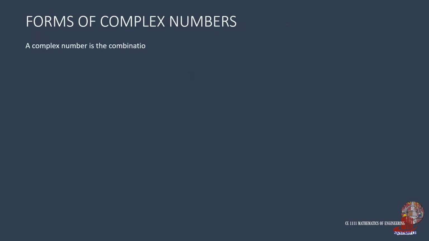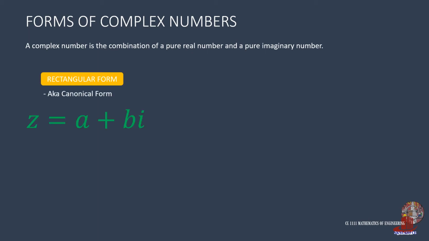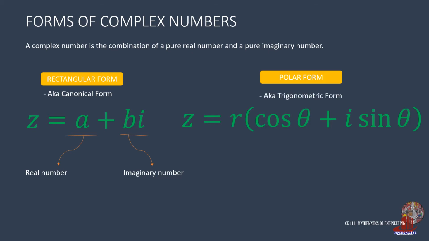Complex numbers can be written in two forms. The previous format discussed is the rectangular or the canonical form, a plus b times i, where a is a real number, and bi is considered as imaginary number. The other form of complex numbers is known as the polar or trigonometric form, r times cosine of theta plus i times the sine of theta. r is modulus or absolute value, and theta is called argument.